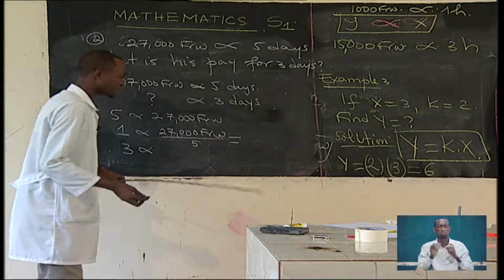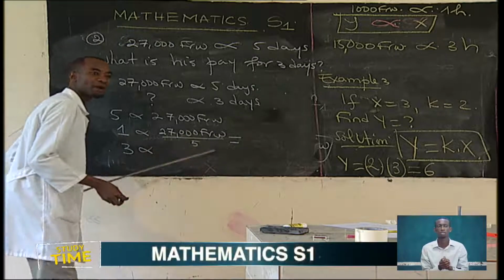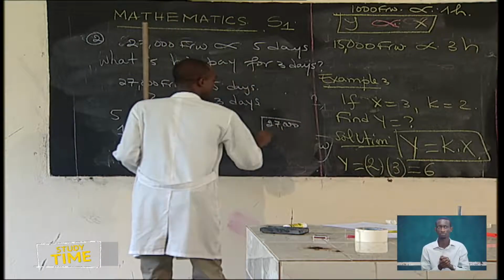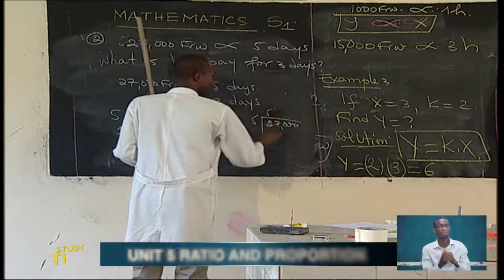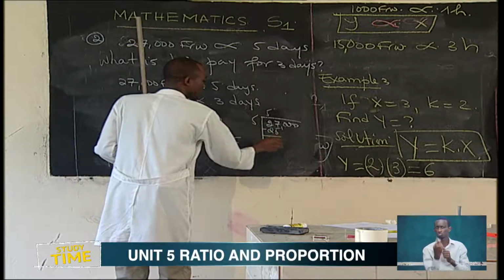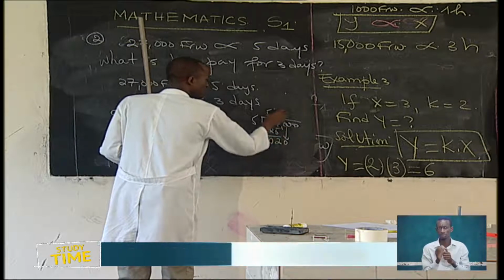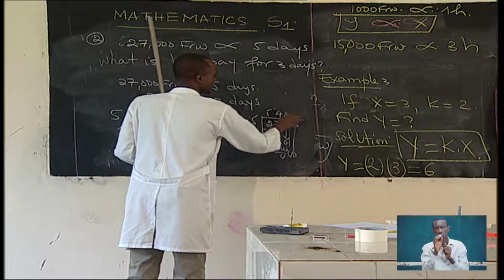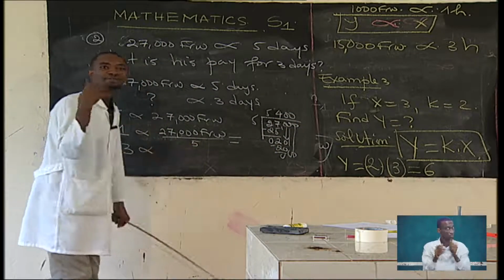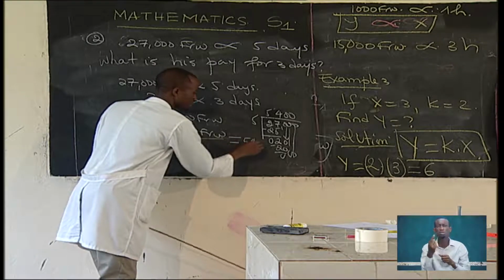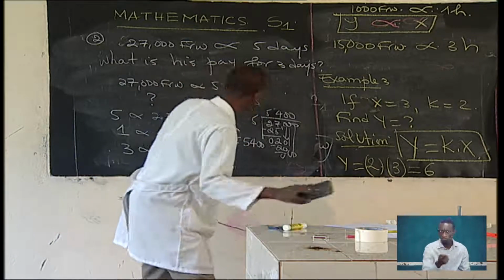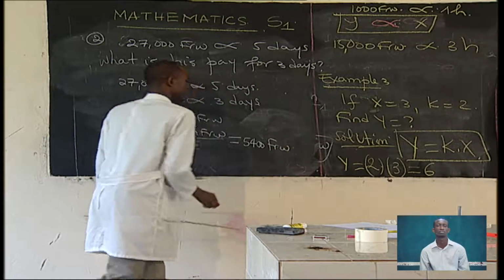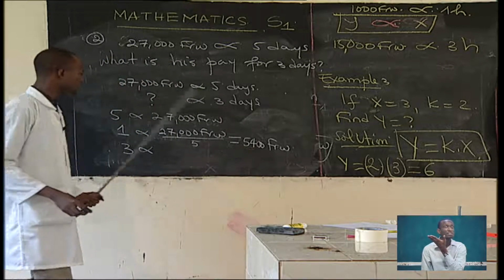We can even do it. How much do we get over here? I want you to divide. We have now 27,000. You divide by 5. Here you put 5. You get 25. Subtract, you get 2. This is 0. You bring 0 down. This is 4, 20, 0. And you bring the zeros over there. We get this. Now, if he works 1 day, he will get 5,400 Rwandan francs. This is the amount of money he has to get if he works only 1 day.